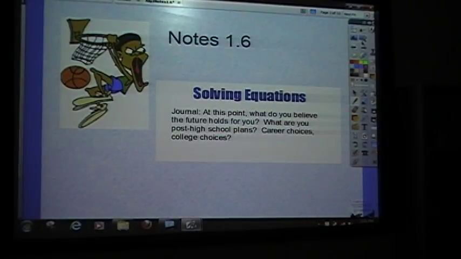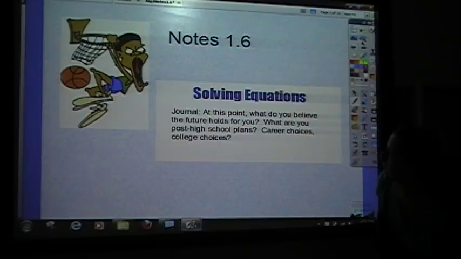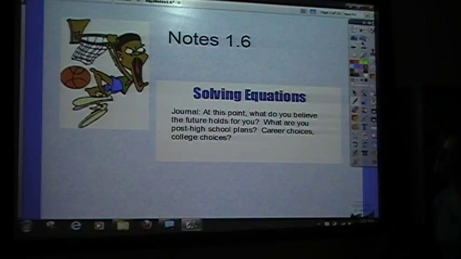Okay, these are the notes for section 1.6, and it is on solving equations. Your journal selection says, at this point, what do you believe the future holds for you? What are your post-high school plans, career choices, or college choices? This is a pretty easy journal. Make sure you give me quite a bit of detail to get the full points.